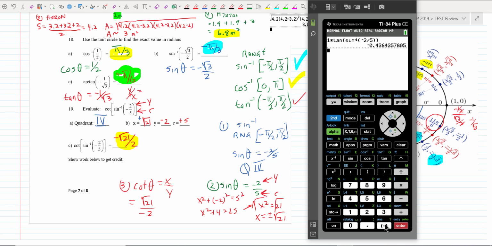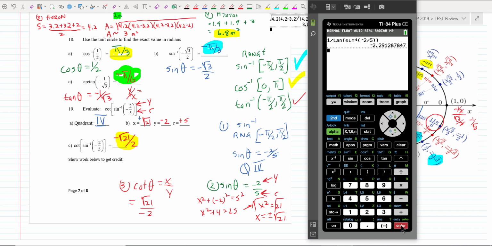Now, our answer was negative root 21 divided by 2. Oh, shoot. Okay, so let me pause and check and see if I did something wrong. Again, the teacher's getting senile or something. I don't know what the deal is. Look, I did 1 times tangent. Okay, let's try the last time. The cotangent is 1 divided by tangent, and then we do inverse sine of negative 2/5.